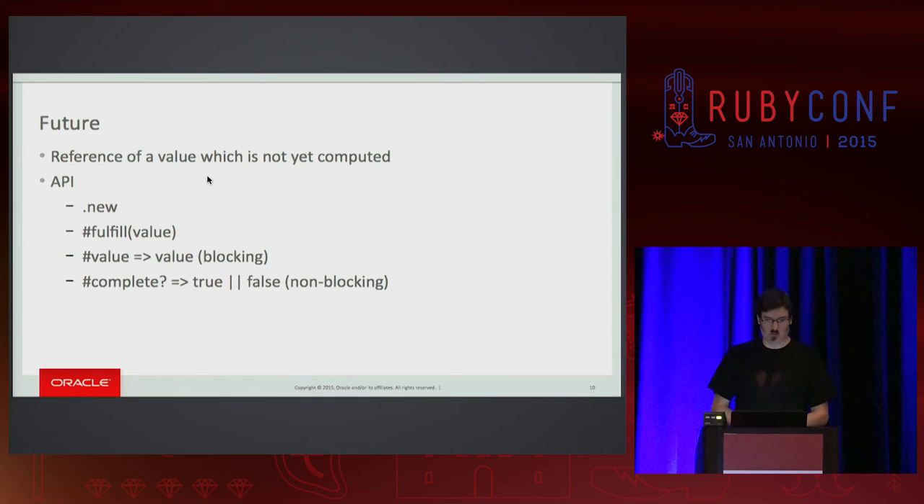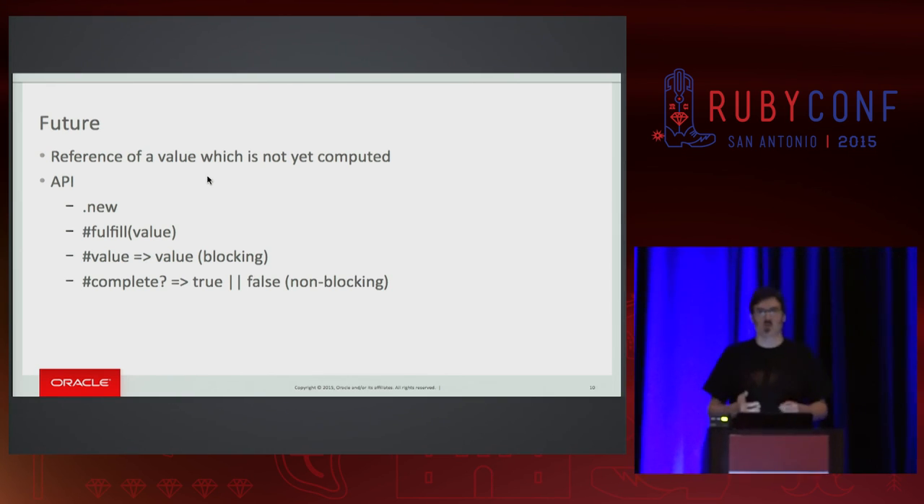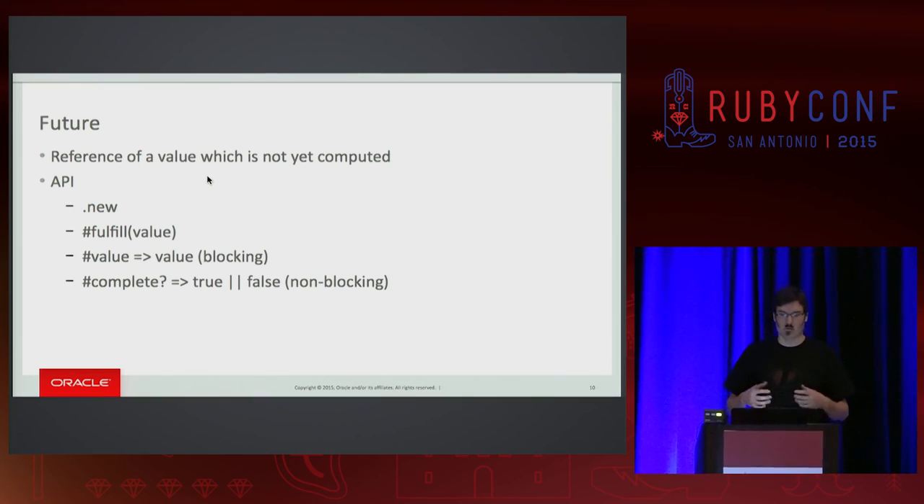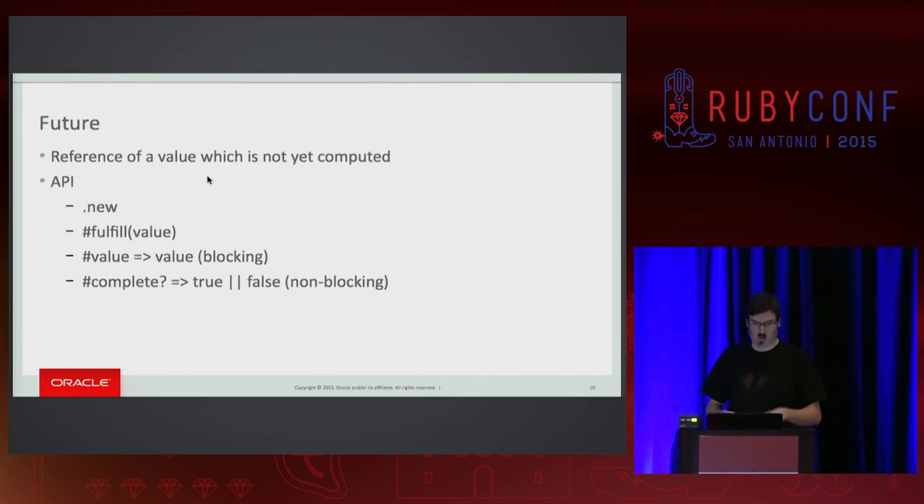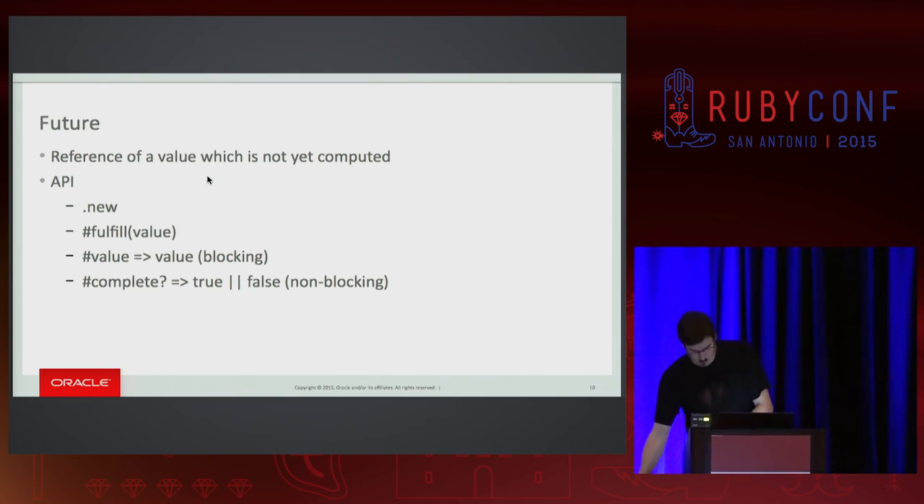So now let's move to the actual implementation. For this talk, I picked a simple abstraction called future, which is actually just a reference to some computation which was not done yet. It has a very simple API. You can create a new future. You can fulfill it with some value. Or you can pick the value up with the value method, which can be blocking if the future was not fulfilled yet. Or you can check if the future was completed or not, which is a non-blocking operation.